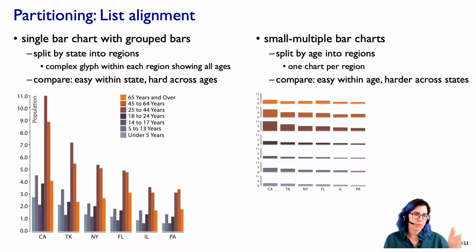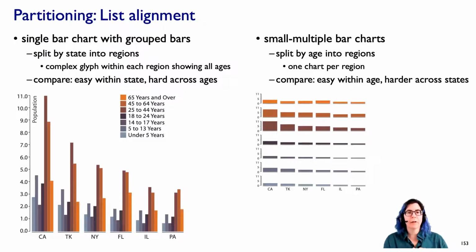So in this case, US states and these demographic categories of age groups. Let's think about 2 different orders. We could start by splitting by state. So if we start by saying, let's have one region for each state, then within that region, we're showing a glyph, which is multiple bars grouped together for the different demographic categories.